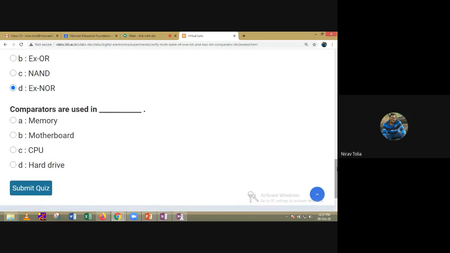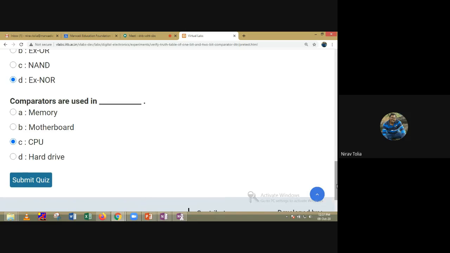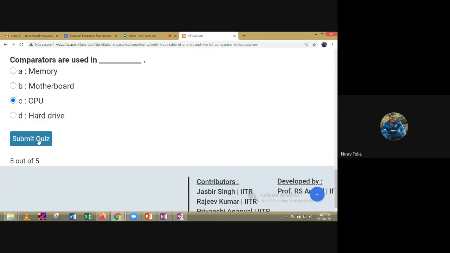The last one: comparators are used in. Okay, I do not have to read the options also. Almost all of you are giving the answer. It is the CPU. Okay, so let me submit the quiz. We will check how many are right. Okay, so all the answers are right. All the answers given by you are right.